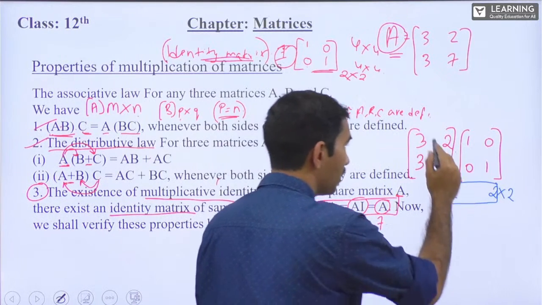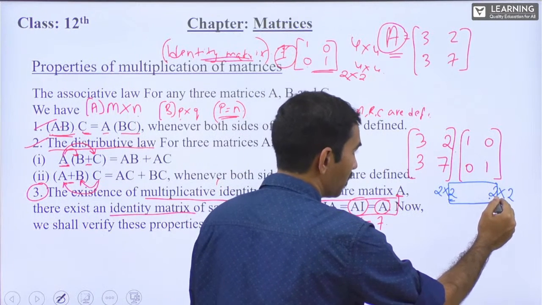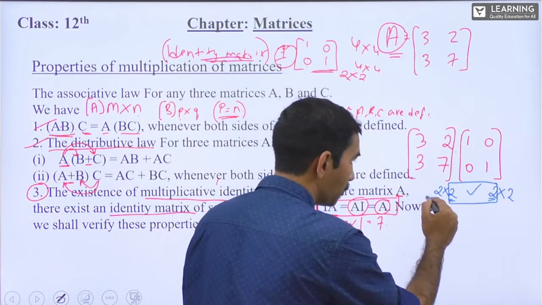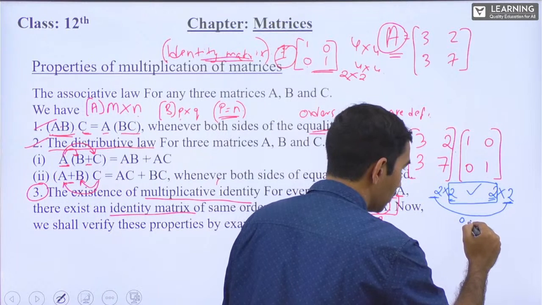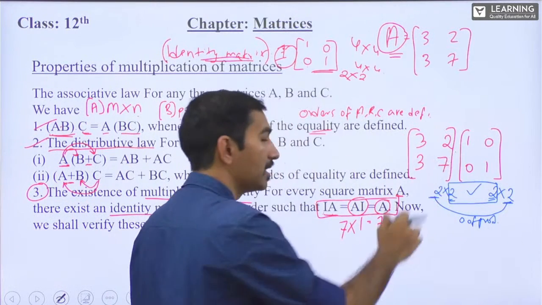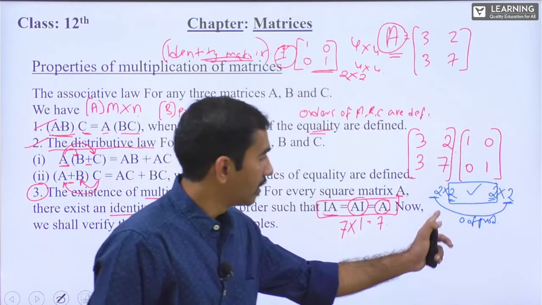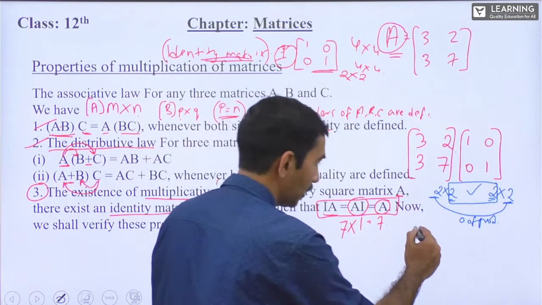The number of columns here is 2. The number of rows here is 2. The number of columns is equal to the number of rows. Therefore, we can multiply. What are these two numbers representing now? These two numbers represent the order of the product. When we multiply these two matrices, what will we get? We will get 2 cross 2. That is the order of the product. So let us open this bracket, 2 cross 2, here.